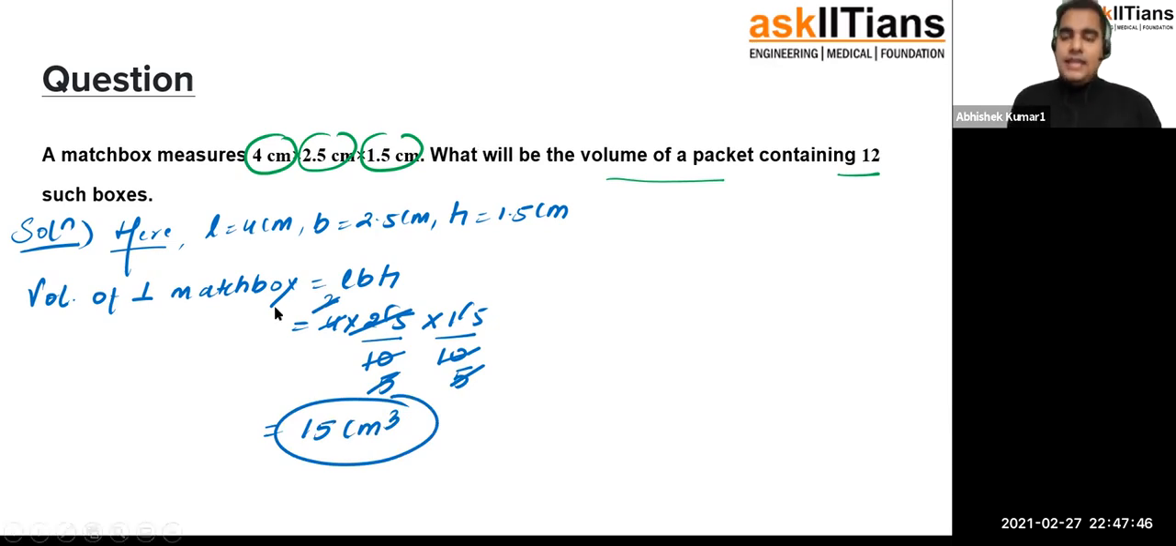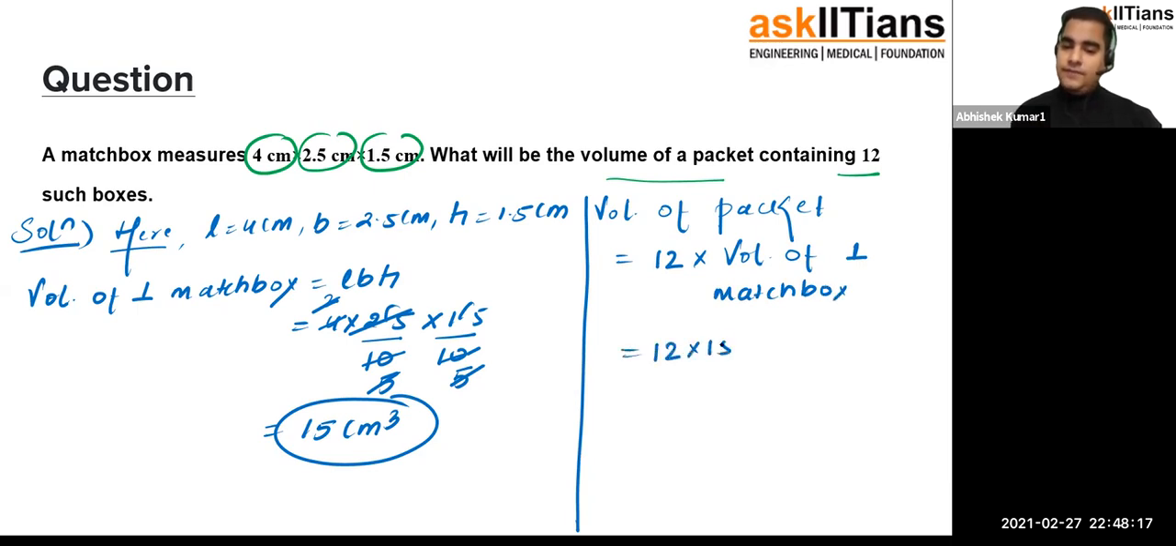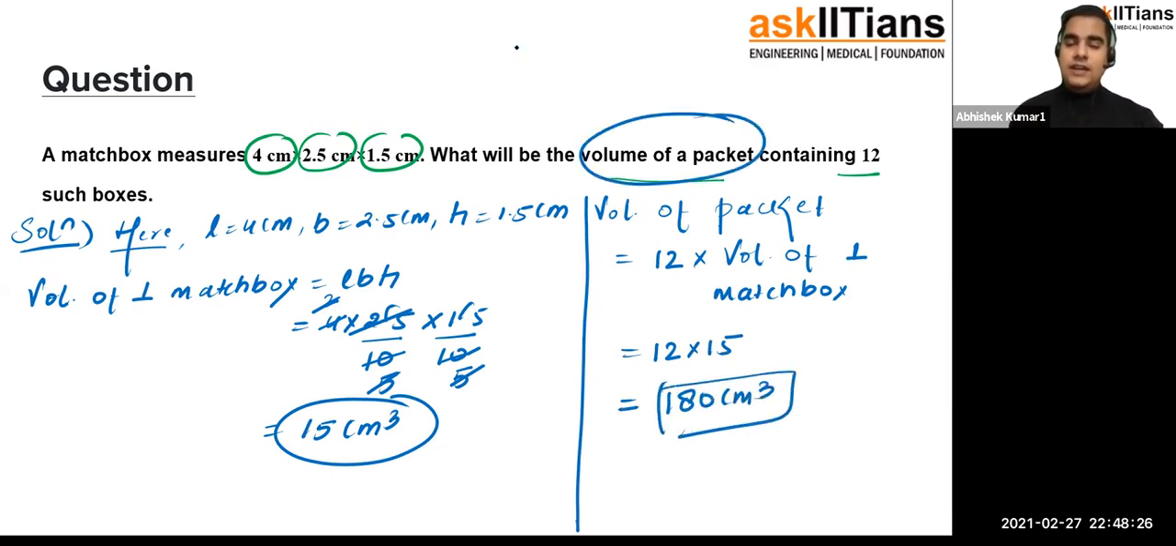Now you have one packet and that packet is containing how many such matchboxes? That packet contains 12 such matchboxes. So if you want to find out the volume of the packet, therefore, volume of the packet will be equal to 12 multiplied by the volume of one matchbox, right? So what will you get? You will be getting 12 multiplied by 15. 12 multiplied by 15 will be what? That will be 180 centimeter cube. So that will be the volume of the packet which they are talking about here.